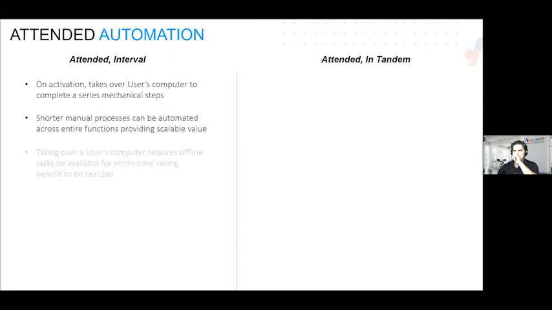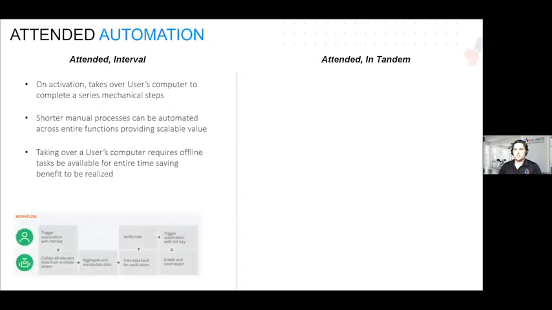Now, going into attended automation, there's really two main types. You have your interval and your in tandem attended automations. So in your interval, upon activation, the bot will take over the user's computer and it completes a series of mechanical steps. This is usually for shorter manual processes that could be automated across entire functions, because it's something that is done across different functions.